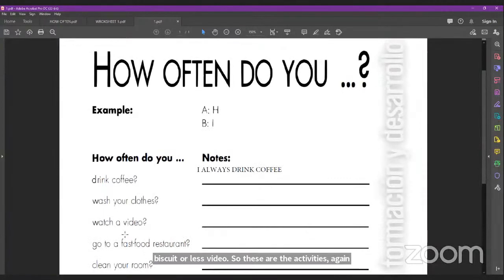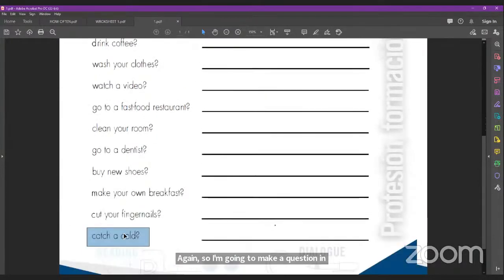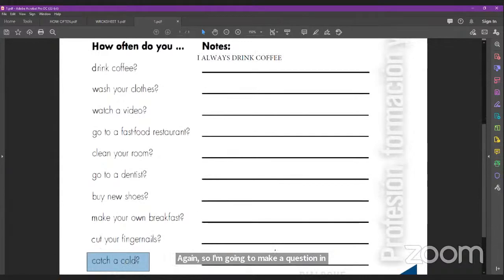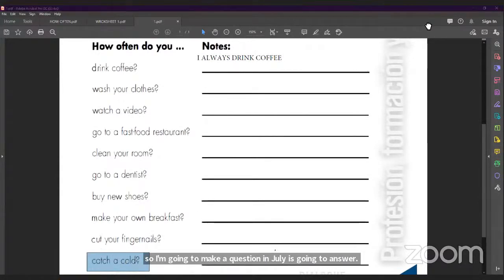So these are the activities. Okay? So I'm gonna make a question and you guys going to answer. We're gonna practice. This is gonna be the practice number one. Remember, how often do you drink coffee? How often do you wash your clothes? How often do you watch a video? And so on. You will have 3 minutes, 3 minutes only to think about these questions. After this time, I'm going to pick some students to practice with me the adverbs of frequency, okay? Prepare your answer. You have 3 minutes.